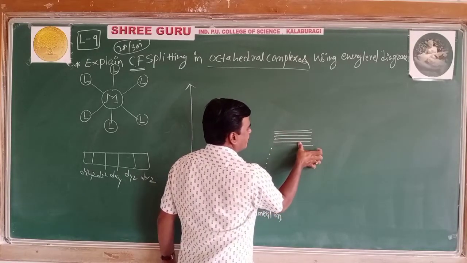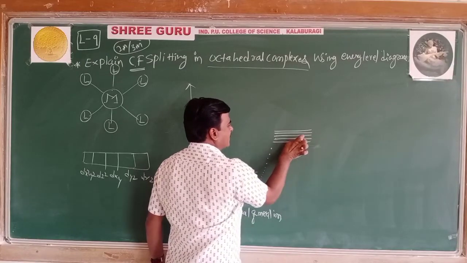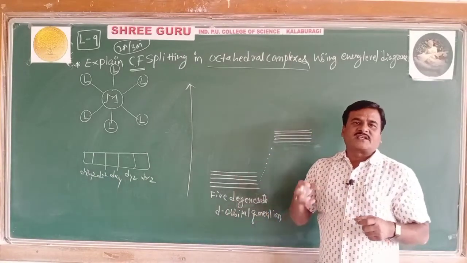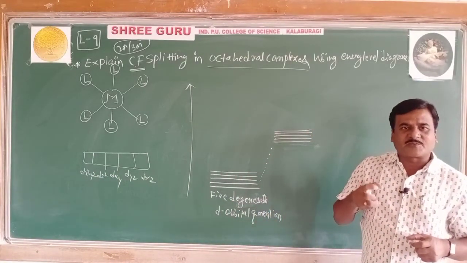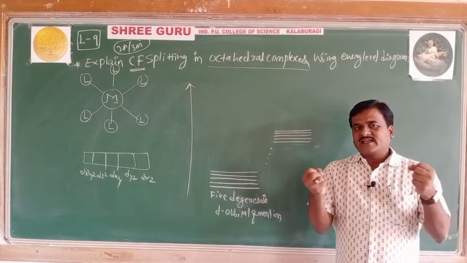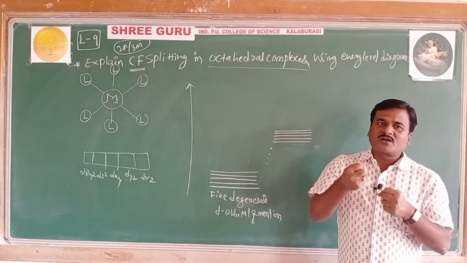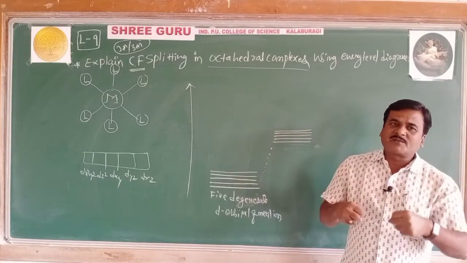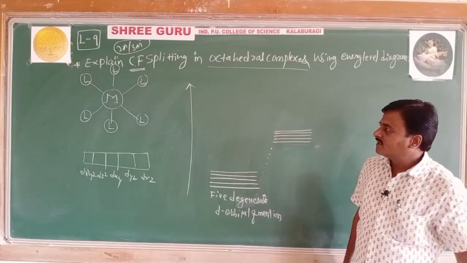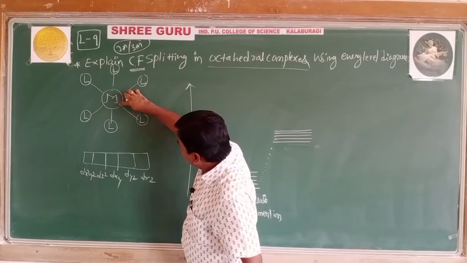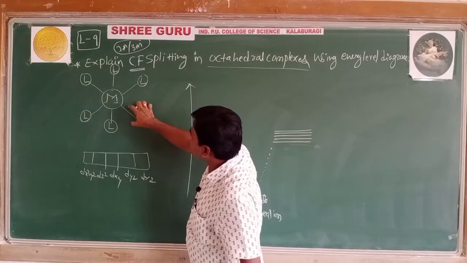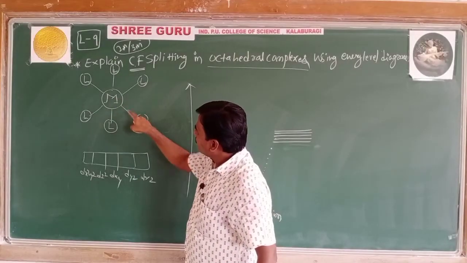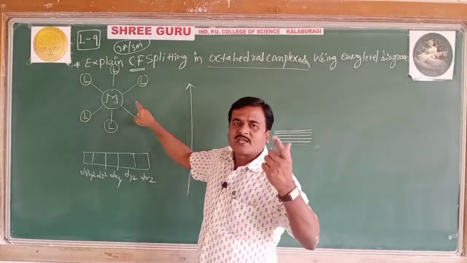See what happens when the ligand approaches the central metal ion. Because of the repulsion between the electrons of the d orbitals of the metal ion and the electrons present in the ligand, there is a repulsion. The repulsion will be more when the orbitals point towards the ligand, and minimum when they are away from the ligand. If a d orbital is oriented towards the ligand, it experiences a greater repulsion. If it points in between, not towards the ligand, then it experiences a minimum repulsion.